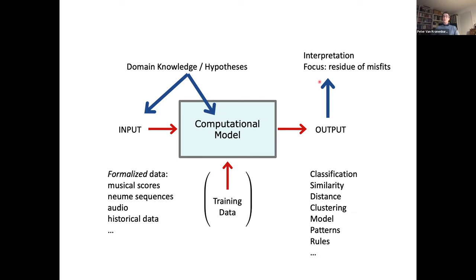Well, if we have this interpretation, then that can flow into the domain knowledge, right? And then we have a closed research cycle. So this is in general my approach to doing computational musicology research, and more generally, of course, that applies to digital humanities research, where modeling is the core of the research, constructing models.